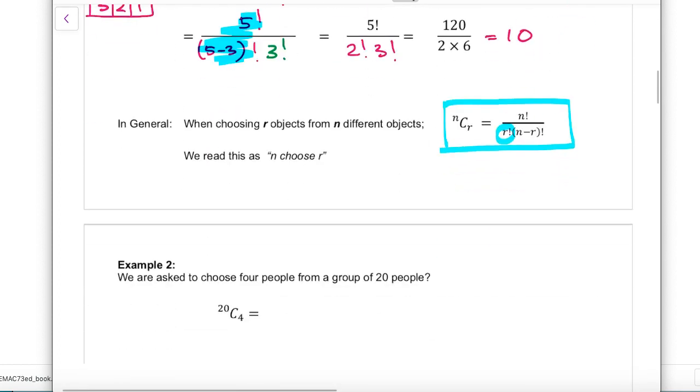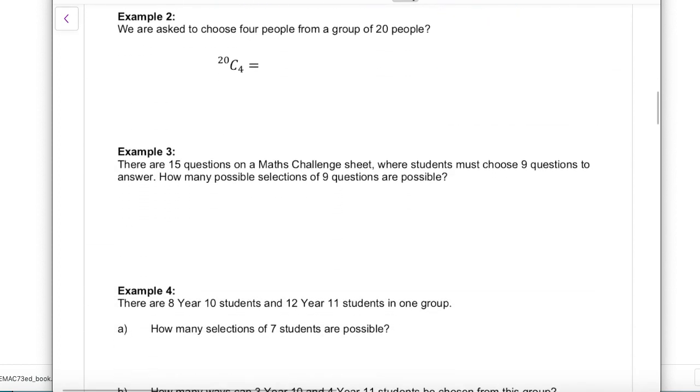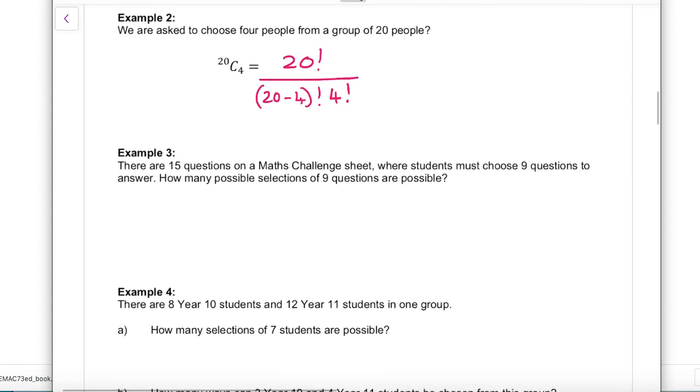So let's take a look at this in terms of some examples. In our second example, we are asked to choose 4 people from a group of 20. So using our rule, we could say we've got 20 people and we're going to choose 4, but we're going to remove the arranging, and that's removing the arrangement. Otherwise, in our calculators, we could just say 20 choose 4. You can also write it in this format, and that will tell us 4,845.